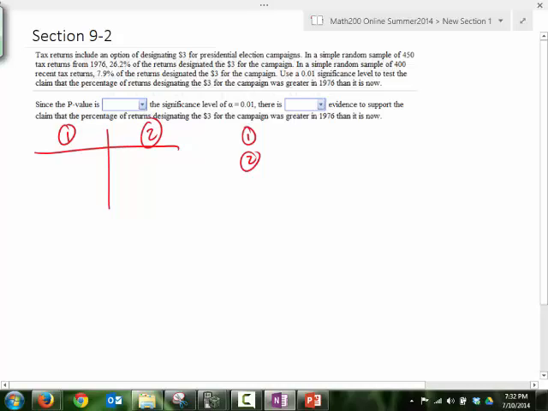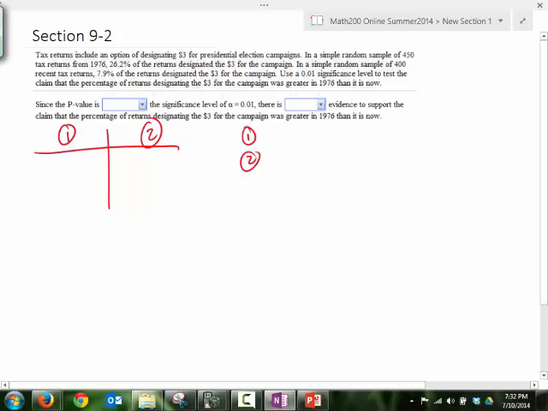So let's read the problem. Tax returns include an option of designating $3 for presidential election campaigns. In a simple random sample of 450 tax returns from 1976, 26.2% of tax returns designated $3 for the campaign. In a sample of 400 recent tax returns, they don't say what year, but I guess we assume recent means a couple of years ago, 7.9% designated $3 for the campaigns.